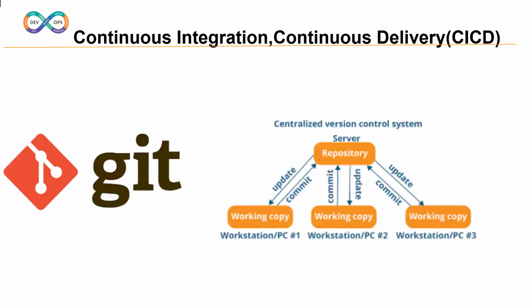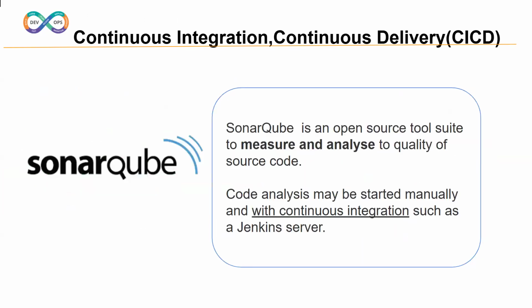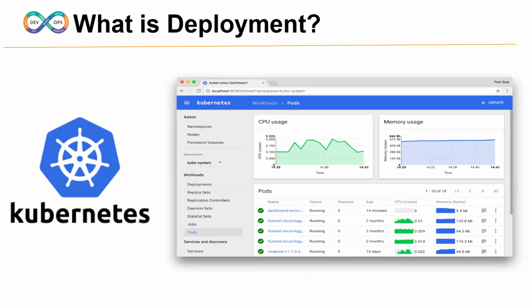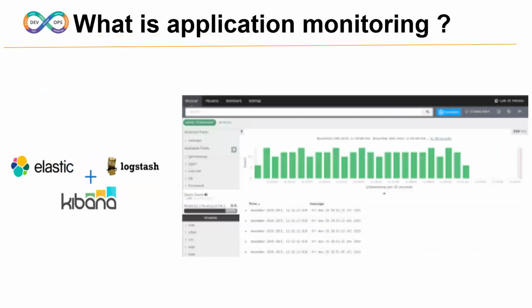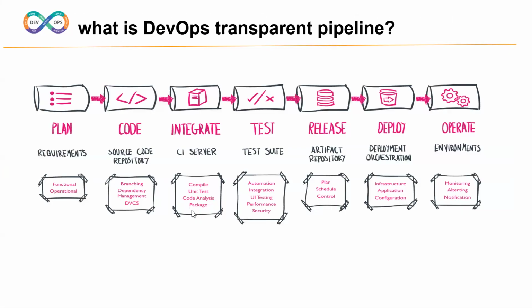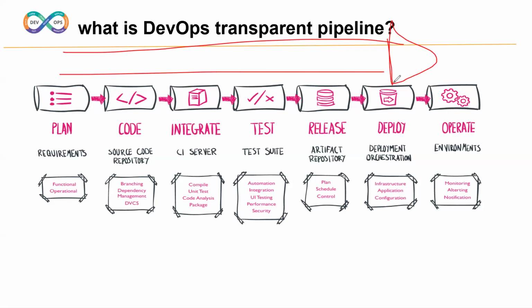Okay, which are all the tools? Git, Maven, Jenkins, JFrog, SonarQube, Ansible, AWS, Docker, Kubernetes, ELK, Elasticsearch, Logstash, Kibana, and Terraform. With the help of these tools, we are going to be implementing an automated DevOps transparent pipeline. So up to this point is clear.